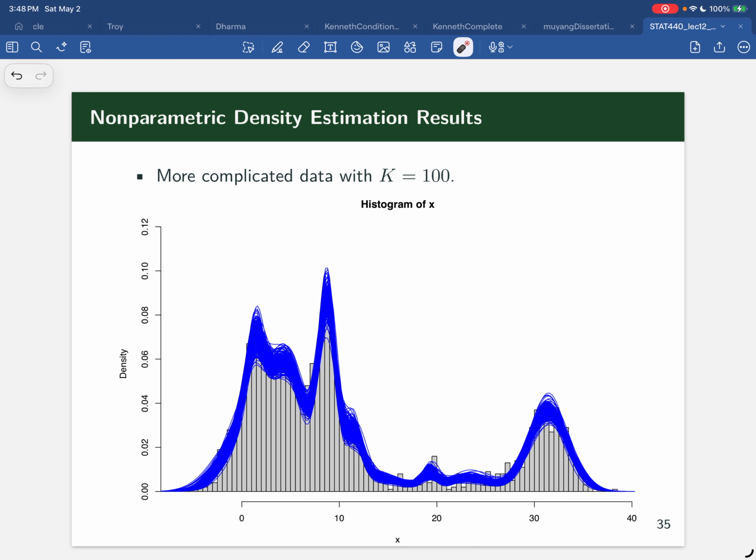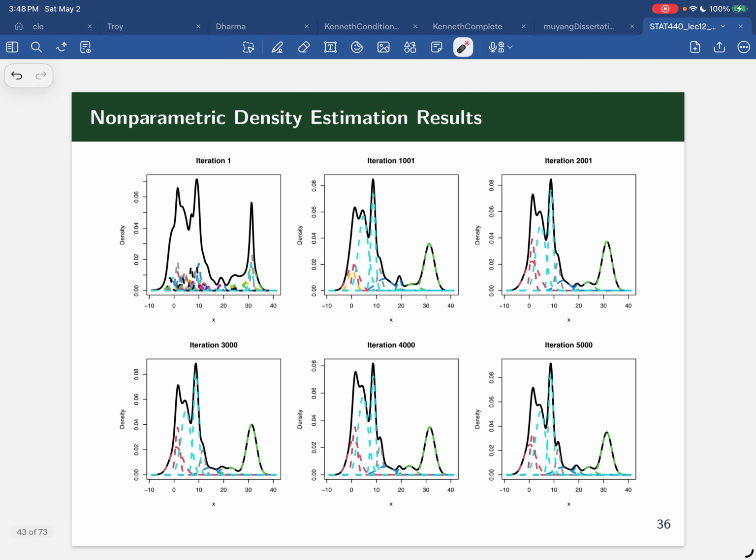You could do this with more complicated data. Here is with a mixture of 100 components. And what you can see here is that the individual densities move around a bit. This figure and this figure look qualitatively a bit different, also a bit different than that.